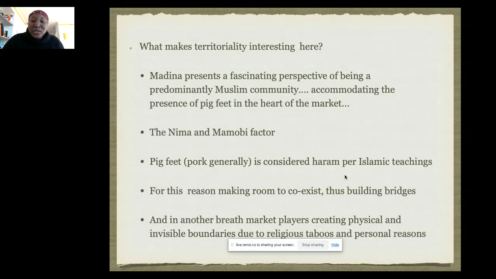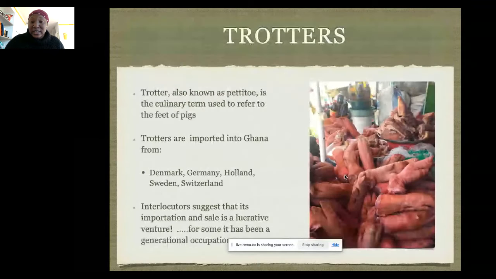Now, the other markets do not have it because people avoid where it's located. So then Madina makes room for other ingredients to coexist, and for that matter, it builds bridges. In another breath, market players also create physical and invisible boundaries due to their own religious taboos and personal reasons.